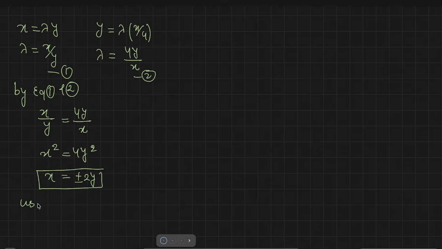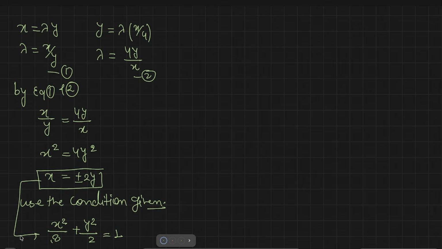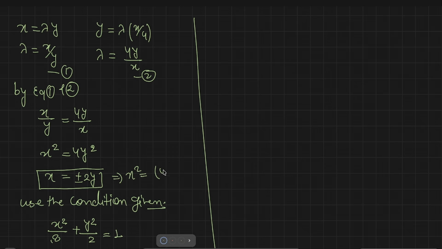Now use the given condition. What is the given condition? x square upon 8 plus y square upon 2 is equals to 1, because this condition should be satisfied. Okay, so put this value here. First of all, you can write x is equals to 2y, because it is squared. So if you take x square, it will be 4y square, whether you take plus or minus, both will be the same.